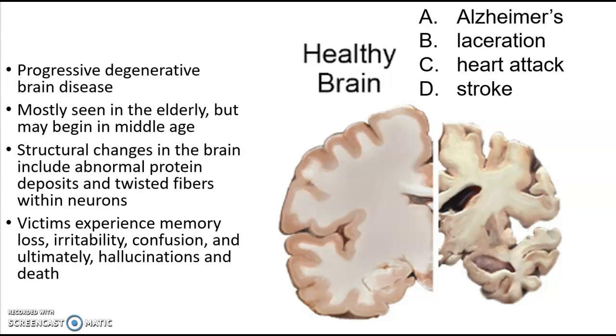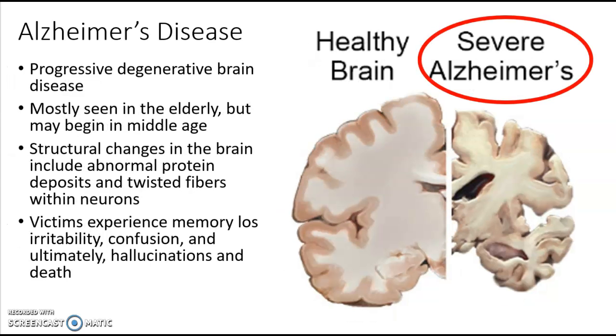On the left, we see healthy brain. On the right, the brain has suffered a degenerative disease. The victim experiences memory loss and confusion. This is Alzheimer's disease.